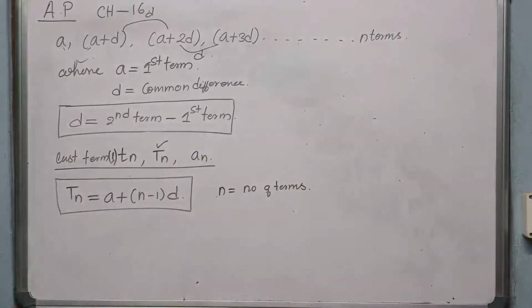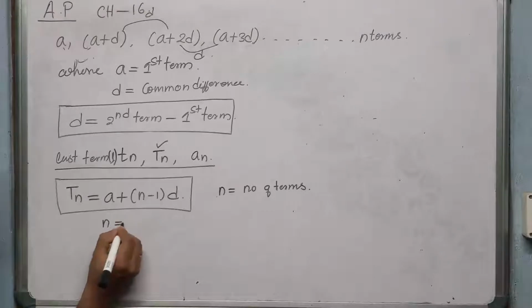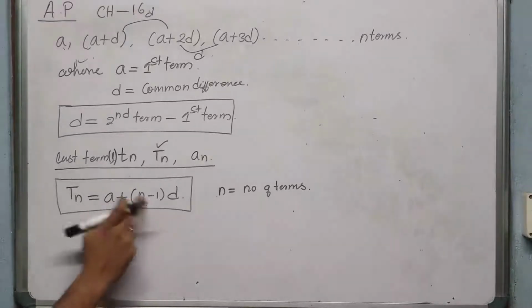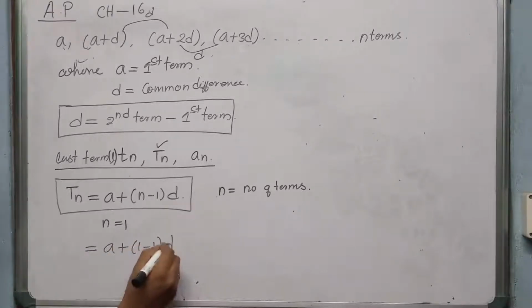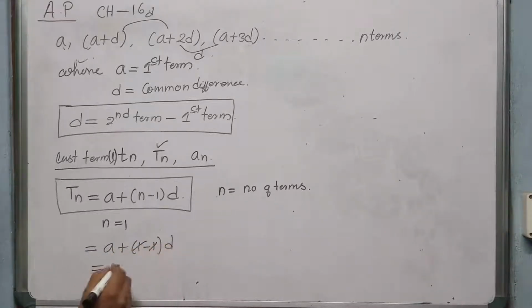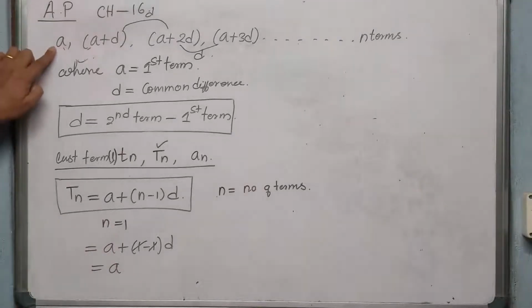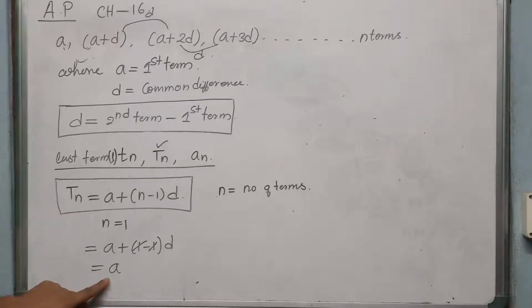N is the number of terms. And this last term represents all the terms of an AP. If I substitute n equals 1 over here, then a plus 1 minus 1 into d, the 1 gets cancelled, it is 0. 0 into d is 0, it is a. That means if you substitute 1, it represents the first term, that is t1.